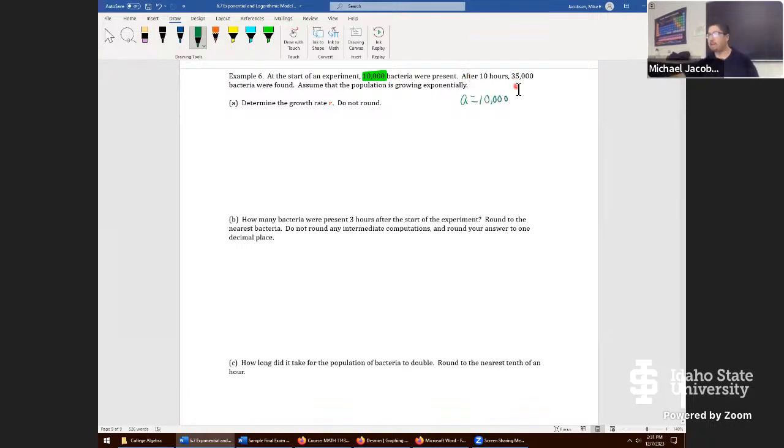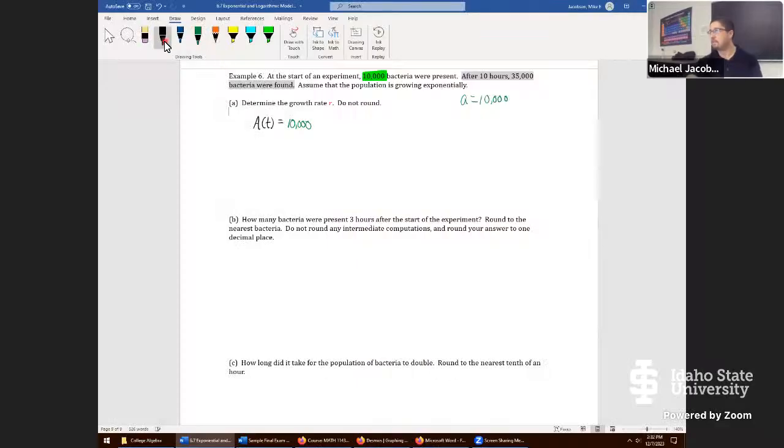Next, it says after 10 hours, we have 35,000 bacteria, and we're assuming the population is growing exponentially. Let's highlight that and first write out the exponential growth model. If it's growing exponentially, we typically in this course write it as A for an amount, or you could say P for a population. I'll go with A. So A at t is equal to the initial amount, 10,000, times e to the power of R times t.